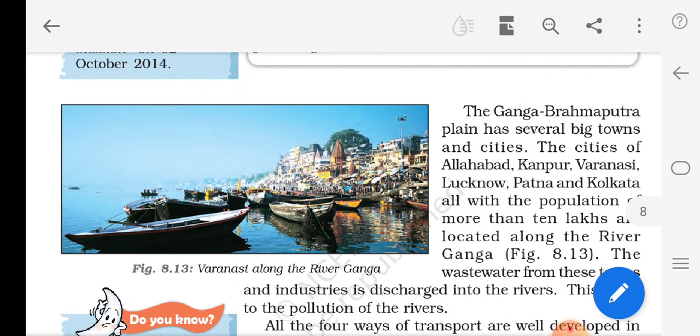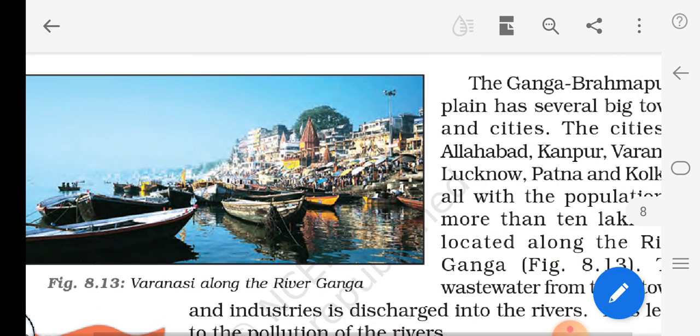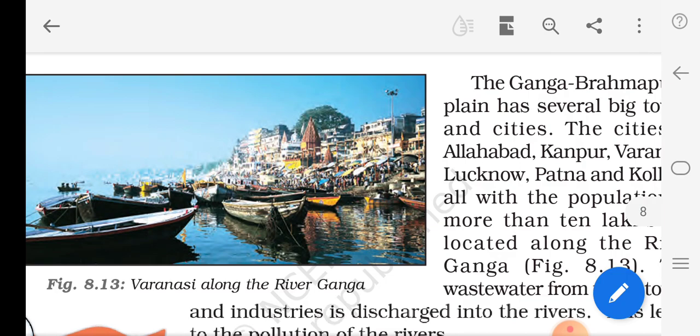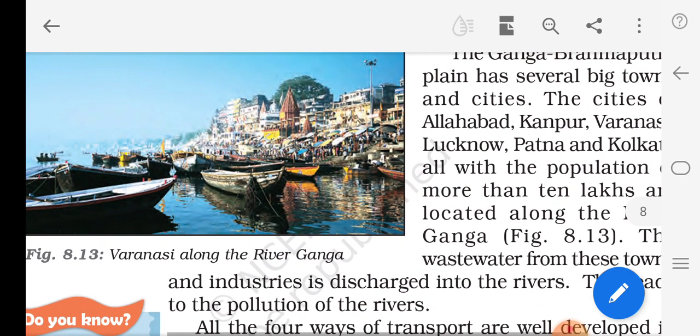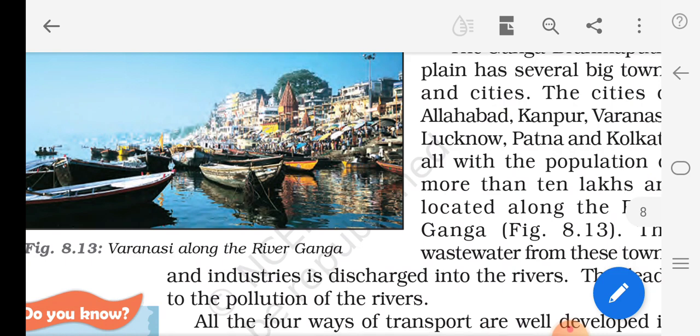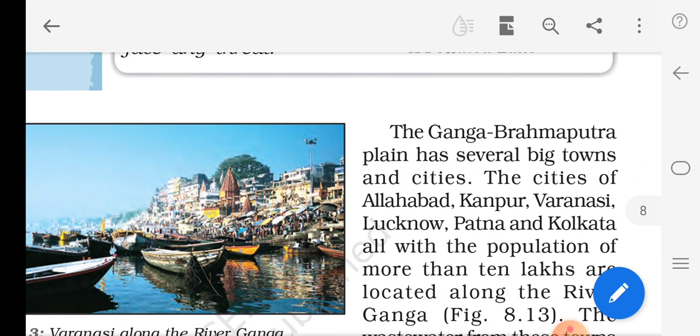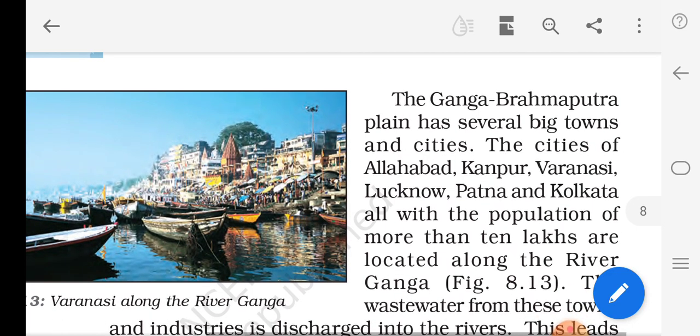Now there is one more image, that is Varanasi along the river Ganga. This is Varanasi, that city name is Varanasi, and along with it the river is Ganga. See how populated this area is, how densely populated. By seeing the buildings you will understand this.